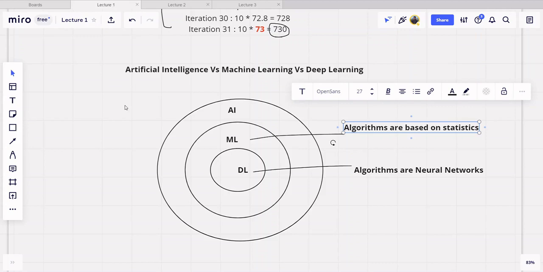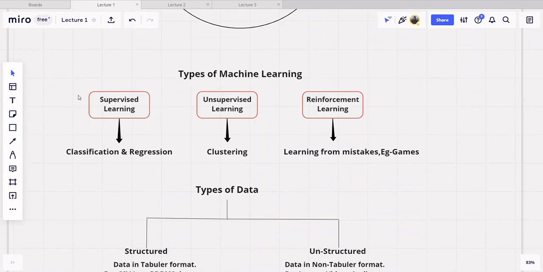Now machine learning and deep learning together basically help us achieve artificial intelligence. So artificial intelligence is kind of a superset of both machine learning and deep learning. There's not a lot to cover here. In simple words, machine learning is a part of artificial intelligence and deep learning is a part of machine learning. So yeah, let's move on to the next topic, which is types of machine learning.